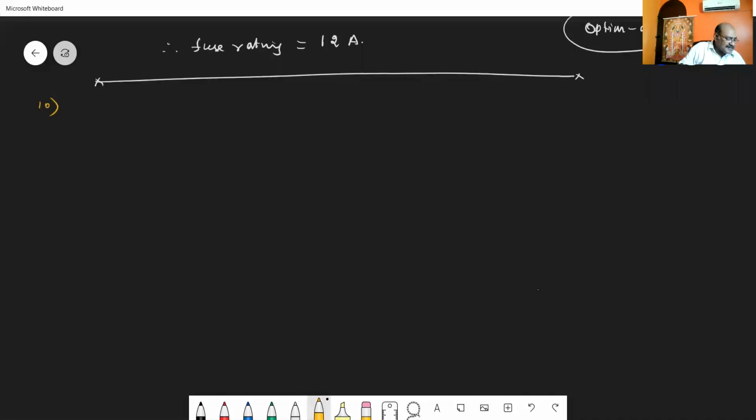Come on, let us go for question number 10. A circuit diagram is given. There is a current of 1 ampere in the circuit shown below. What is the resistance P? So what is the circuit diagram?